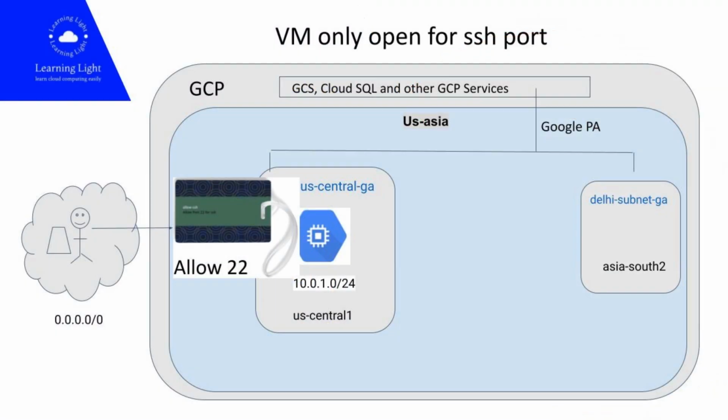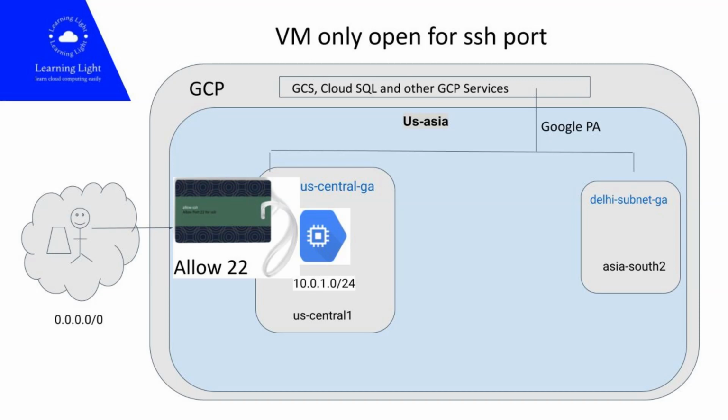In the last lesson, we created a custom VPC named US Asia, and we created two subnetworks called US Central GA and Delhi Subnet GA. We did not create any firewall rules in the last lecture, so no connection will be allowed to pass through any VM created in these subnets.